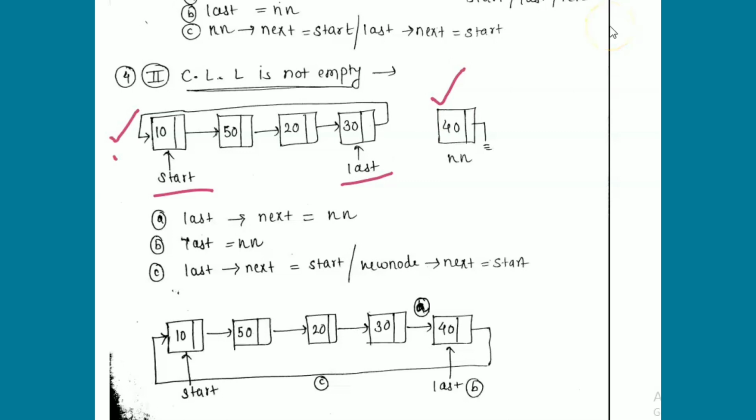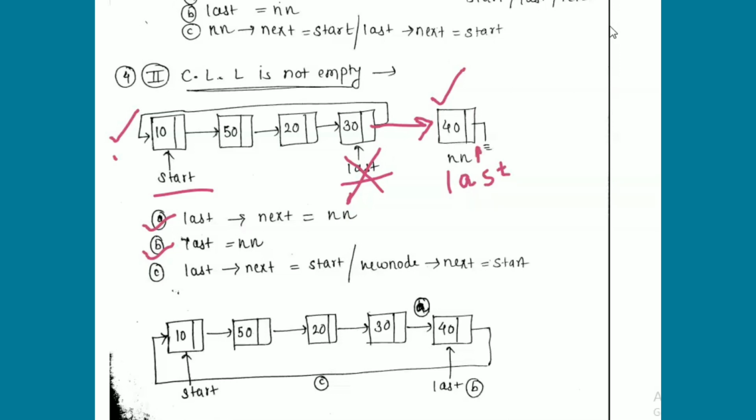So first I need to create a connection from last to the new node. That means I need to make the last next as the new node. So that was the first statement. After that, if I add this new node at the end of the circular linked list, this new node becomes the new last for my circular linked list. So for that, the second statement is given: last equal to new node. So now last is moved from this location and updated with this location. That means currently my last is pointing to 40.